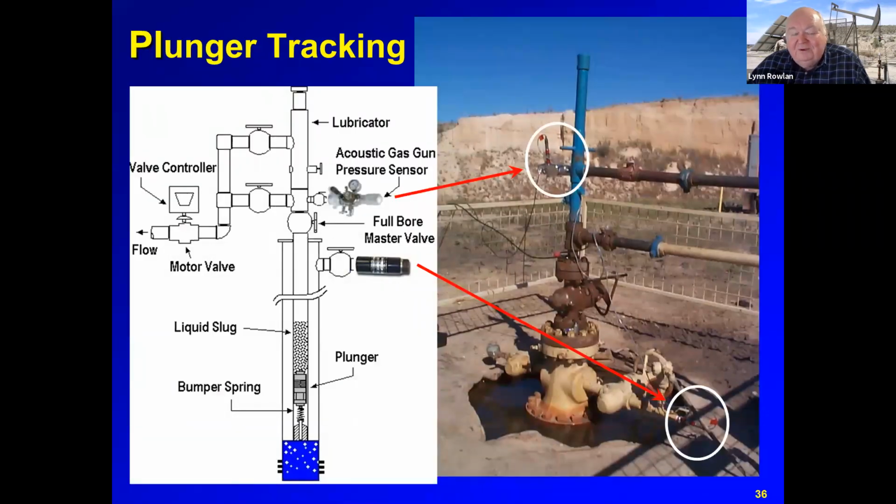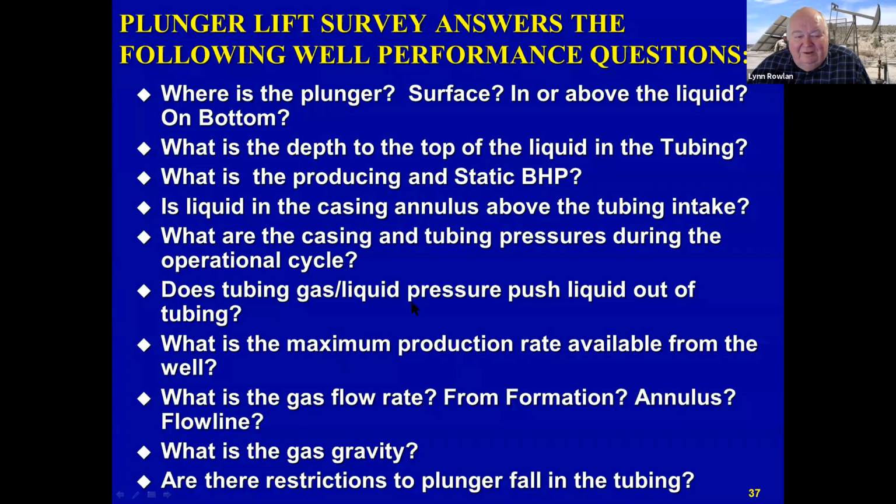All right, here's plunger lift. And we got a gas gun on the tubing, listen to the plunger, and here's a pressure sensor on the casing. And we can again answer these questions. There's just questions we can see, like how fast the plunger falls, where the plunger is, does it get stuck, things like that. We can answer these kinds of questions.